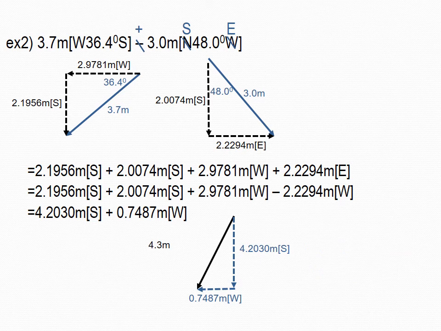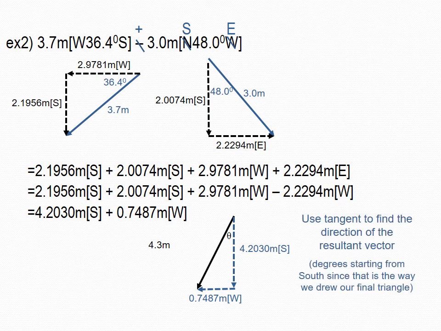So the square root of 4.2030 squared plus 0.7487 squared equals 4.3 meters. To finish, I need to include the direction of this vector. So I will use tangent.